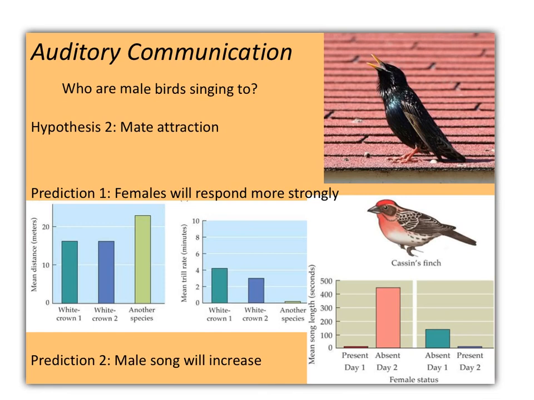So, this is more of the same stuff. Mate attraction, the females. So let's see. Mean distance was less, and mean trill rate was higher when it went to white crown number 1 or white crown number 2.